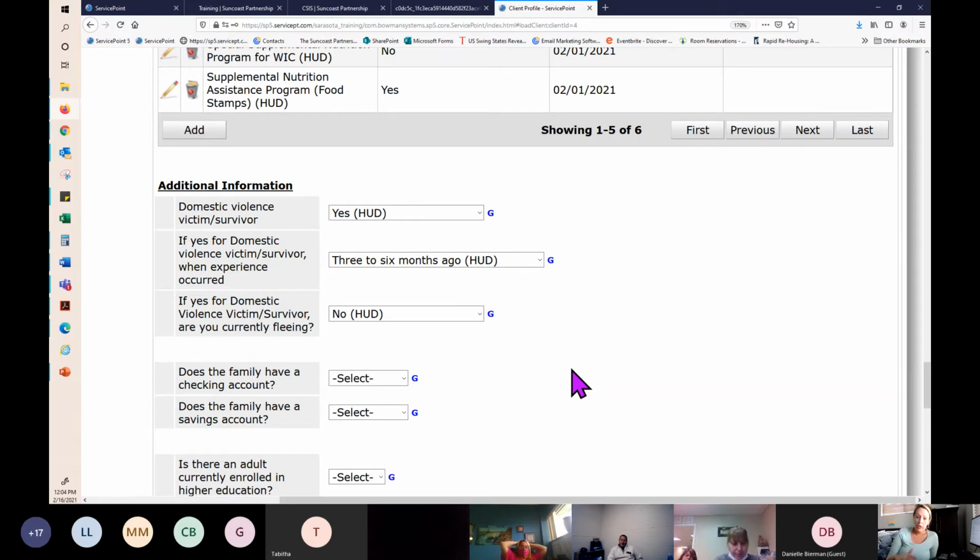So the short answer is that is an internal question that you would ask within your own agency, how to handle something like that. As a COC, Sarasota Manatee, if a client identifies as fleeing domestic violence, we simply ask if they would like their information locked down.